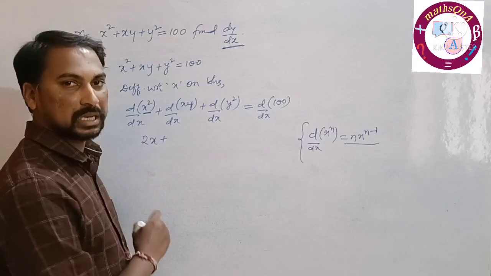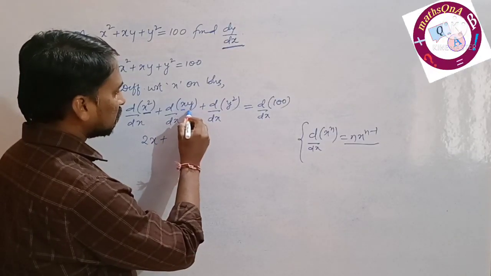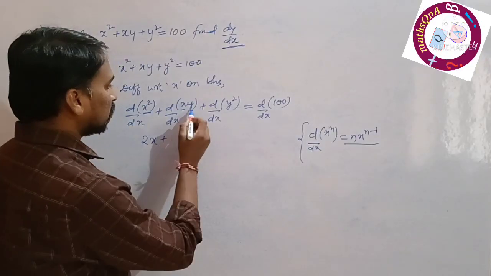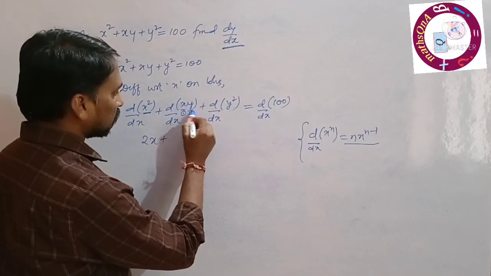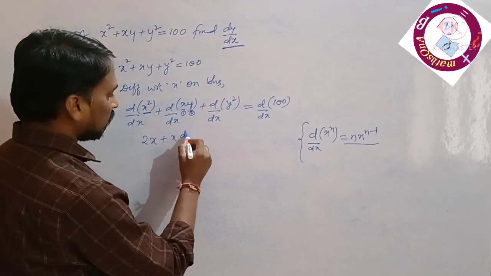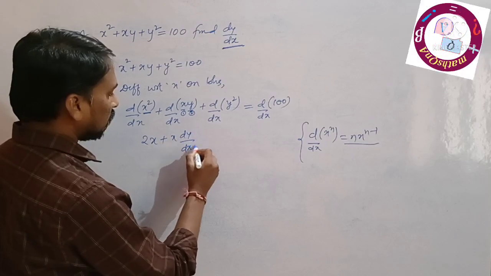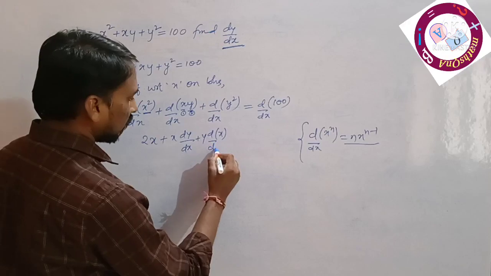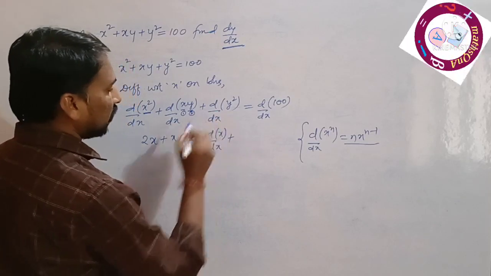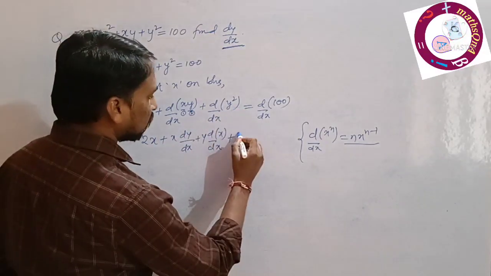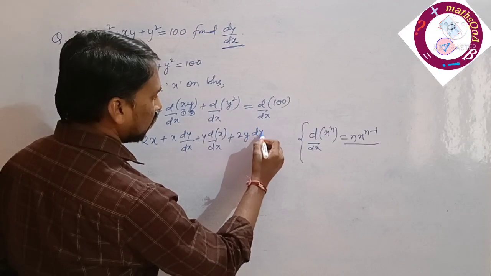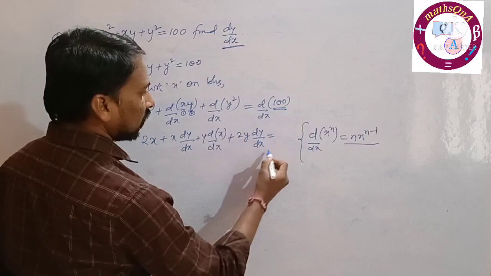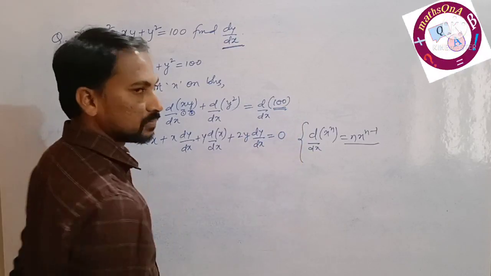Plus derivative of x into y. This function is in multiple form, so this is the first function and this is the second function. Now by using the product rule, we differentiate: first function as it is, derivative of second function, plus second function as it is, derivative of first function with respect to x, plus derivative of y square. So derivative of y square is 2y dy by dx, is equal to derivative of 100, a constant, that is 0.